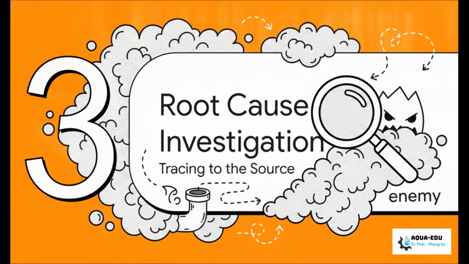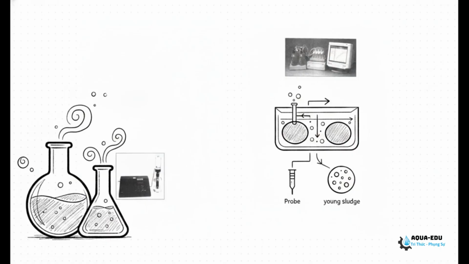All right, Section 3, root cause investigation and tracing the problem to its source. So, we need to get off the walkways, get into the lab, and run some critical tests. If you suspect chemical cleaners are the culprit, you've got to run an MBAS analysis to check for active surfactants in the influent. You also need to verify your dissolved oxygen and your MLSS levels. For example, if your MLSS is dropping below 1,000 milligrams per liter, yeah, you're more than likely dealing with young sludge.